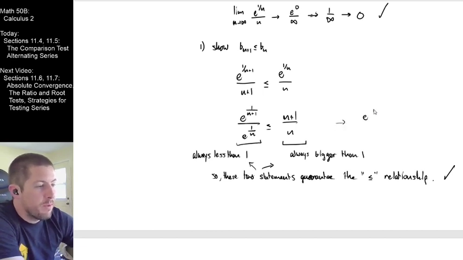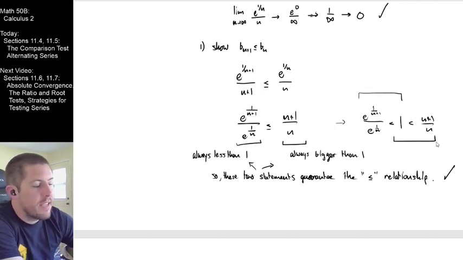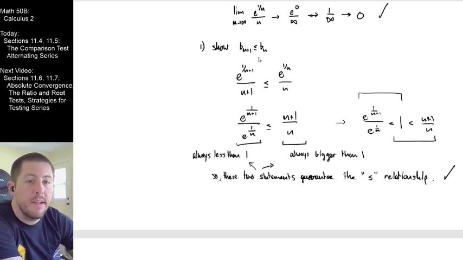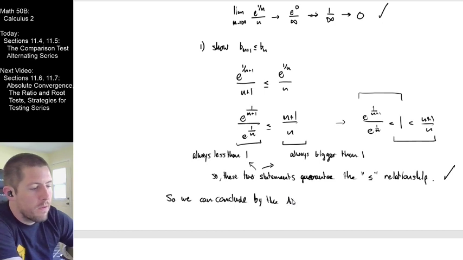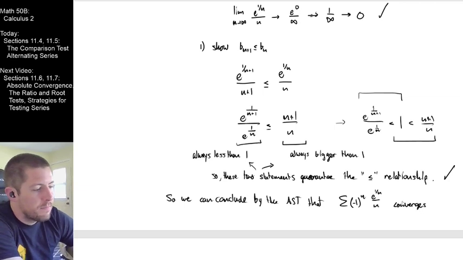So it seems like it's acceptable for us to say 1 over n plus 1 over e to the 1 over n is less than 1 is less than n plus 1 over n. We just showed that that statement is true and that that statement is true. Therefore, this is less than this. Therefore, b sub n plus 1 is less than or equal to b sub n. So we are decreasing. And therefore, we can conclude by the AST converges.